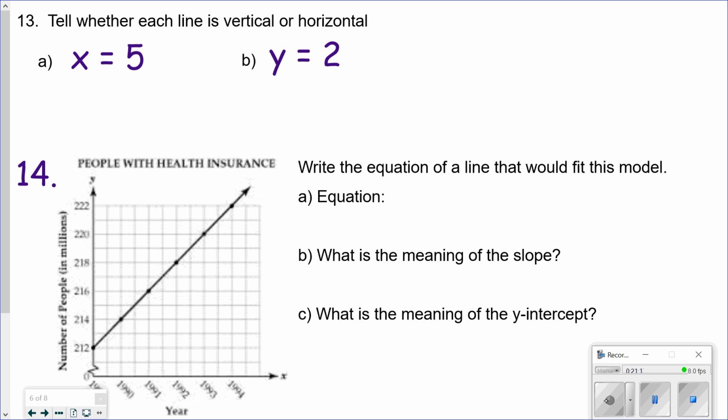Tell whether the line is vertical or horizontal. So remember, x equals is always going to be vertical, and y equals is always going to be horizontal.